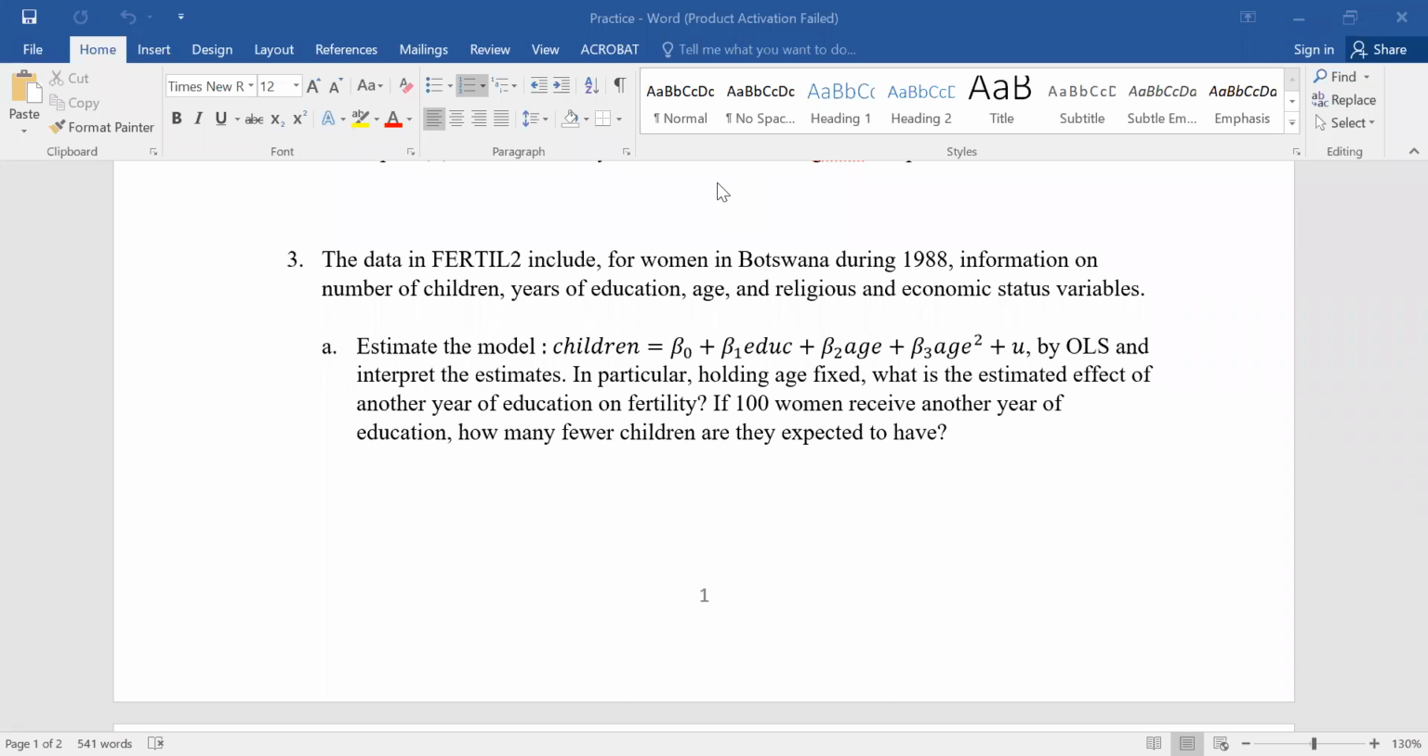In particular, holding age fixed, what is the estimated effect of another year of education on fertility? If 100 women receive another year of education, how many fewer children are they expected to have?